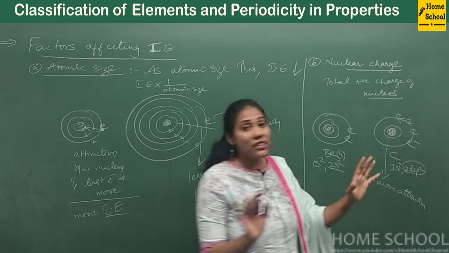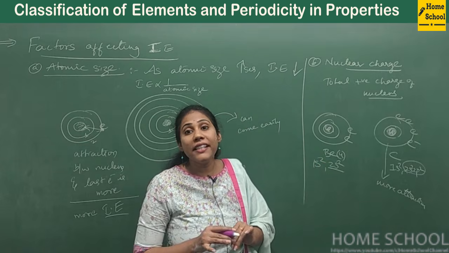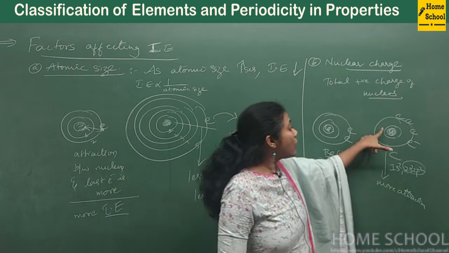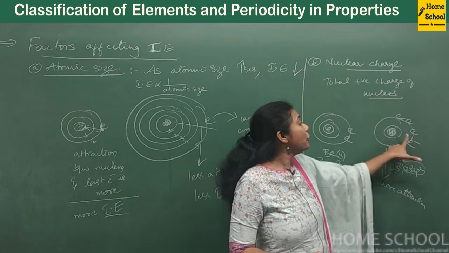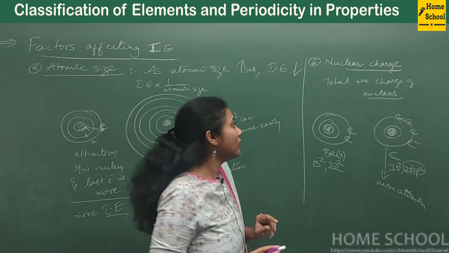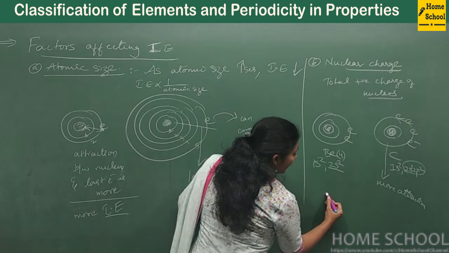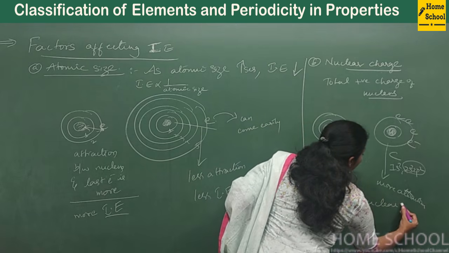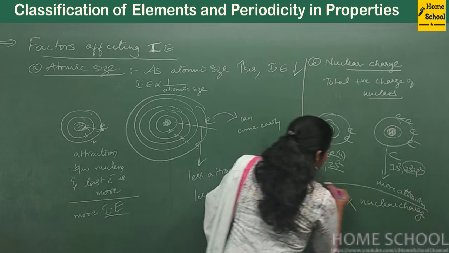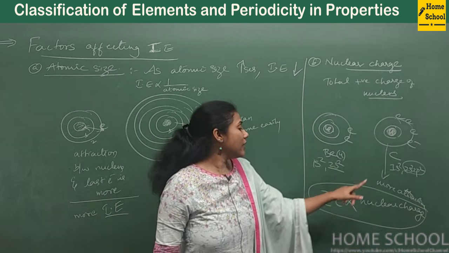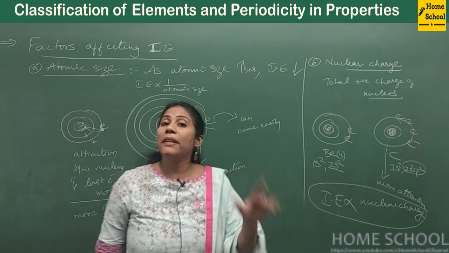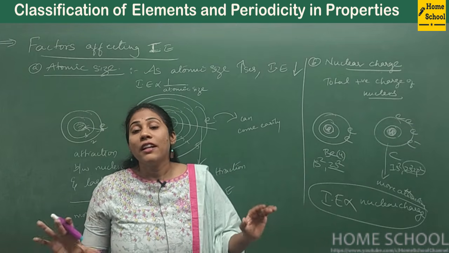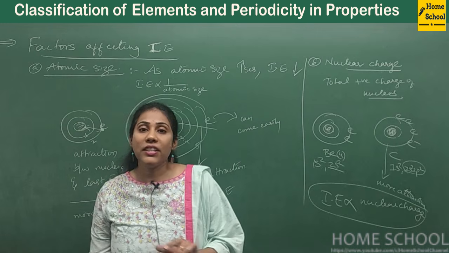As the nuclear charge increases, what will happen for ionization energy? Ionization energy also increases because of more attraction between nucleus and outermost electron. So here what I can write is ionization enthalpy is directly proportional to nuclear charge. So what do you mean by this? As nuclear charge increases, our ionization enthalpy also increases. Right? So these are 2 simple factors which can affect ionization enthalpy.